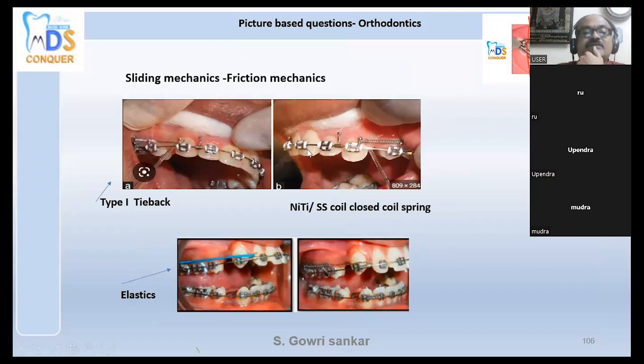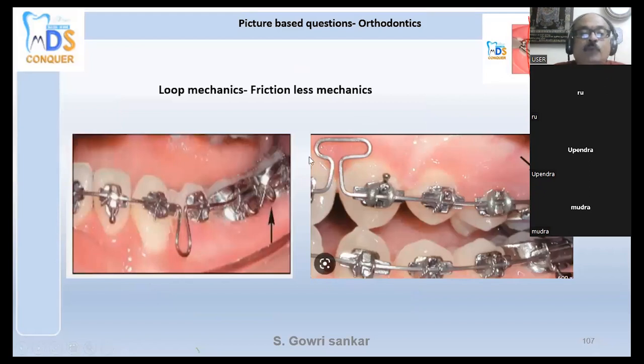So this is what is called friction mechanics. The wire is sliding on the brackets. Either you use a closed coil spring, or elastics, whether removable or fixed elastics, or E-chain, all this comes under friction mechanics or sliding mechanics. Remember this. And when you use a loop, what is this loop? What is that loop shown in the diagram?